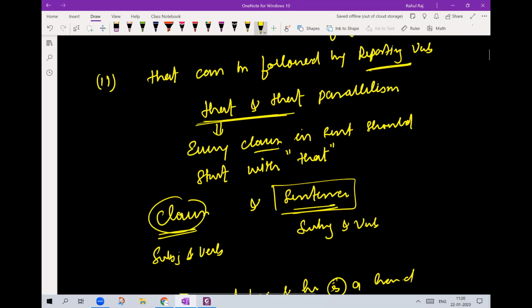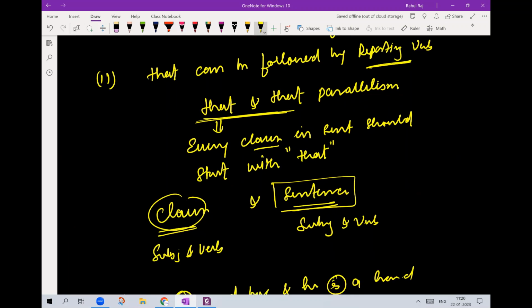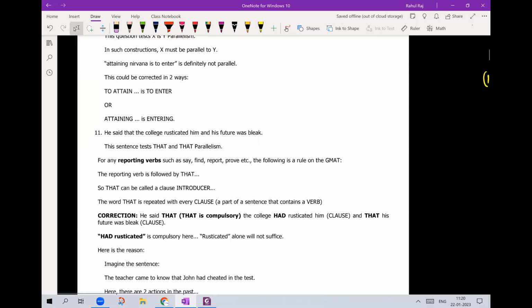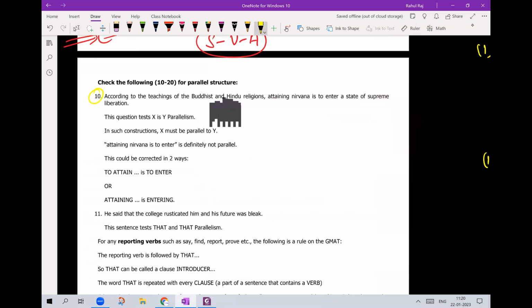Now, I've told you if that is followed by a reporting verb, that and that parallelism is compulsory. What does this mean? This simply means that every clause in a sentence should start with that. Now, what exactly does this mean? Let's come down to question number 11. Question number 10, guys, we'll do after we are done with question number 20, from 11 to 20. Because if I explain it now, it will take me 20 minutes. And if I explain after question number 20, it will take me 20 seconds. Simple logic. So let's first have the basics very well, and then we'll come to question number 10.